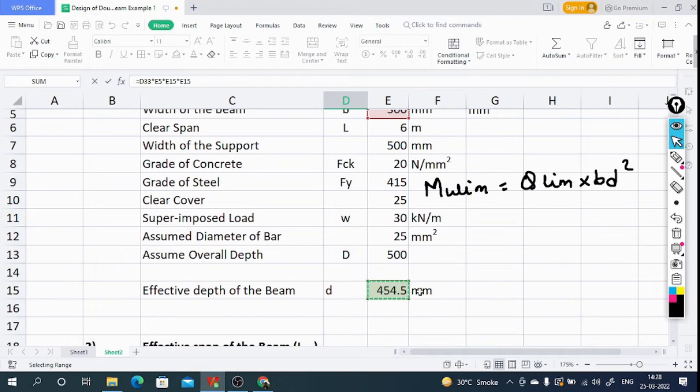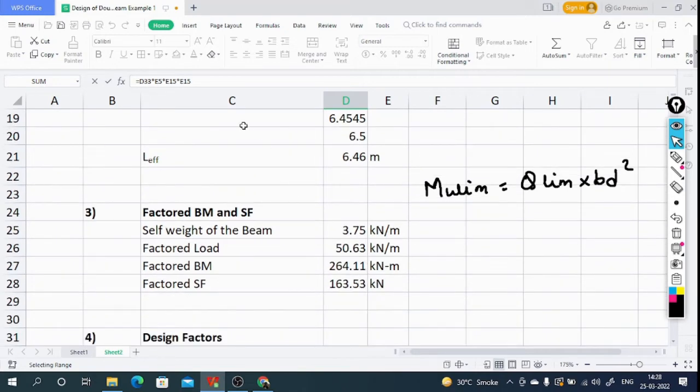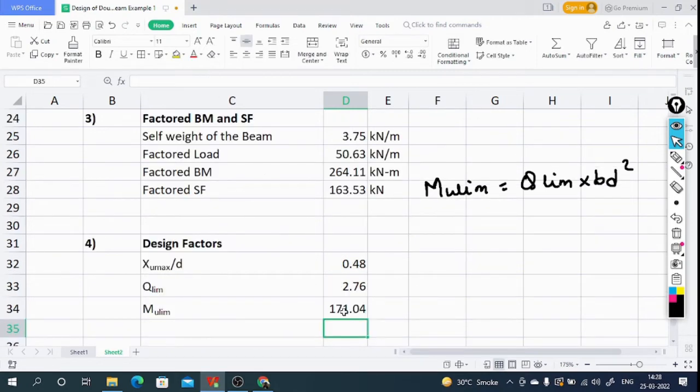And you see the B and D are in mm. We have to convert that into meter, and we want moment MULIM in kilonewton meter. For that we have to divide it by 10 raised to 6. 171.04, and we can round up this value up to 2 digit. Okay, sorry, it is up to 2 digit. We don't have to round up this.